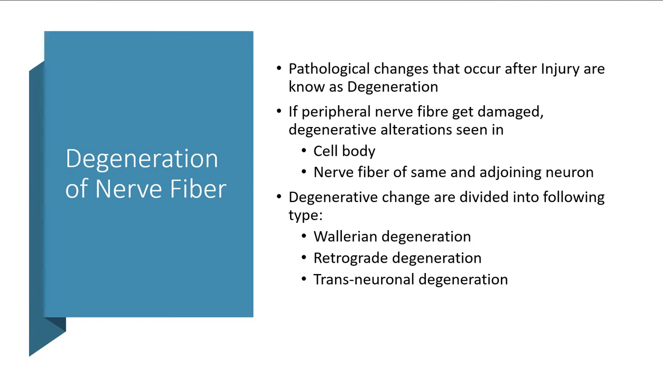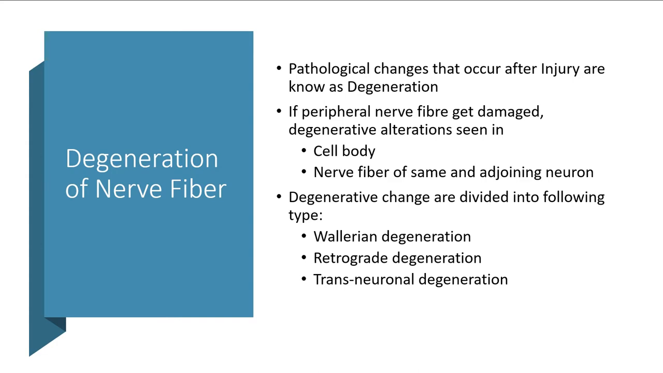Now, up till now we have studied different types of nerve injuries. Now we will start the topic of degeneration. This means after the injury, what happens in the nerve cells, what causes the pathological changes. The pathological changes that occur after the injury are known as degeneration. Injury has occurred to the nerve cell, and then after the injury some changes take place inside the nerve fiber, and these changes are known as degeneration.